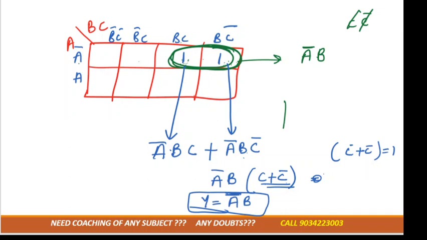We can get this Y is equal to A bar B directly also. I told you the direct trick: whatever the term is common, suppose here A bar is common, write down A bar, and from seeing the above side B is common, so write down B. C and C bar would be cancelled out. This is your final answer. Okay, we'll take only one term.